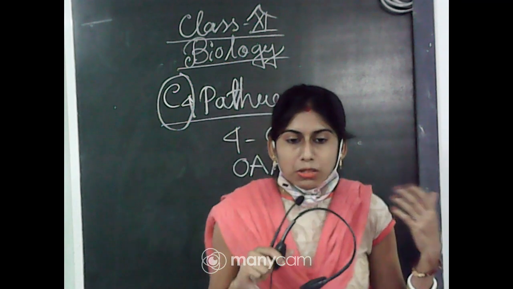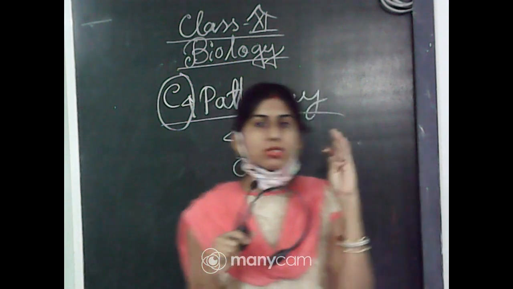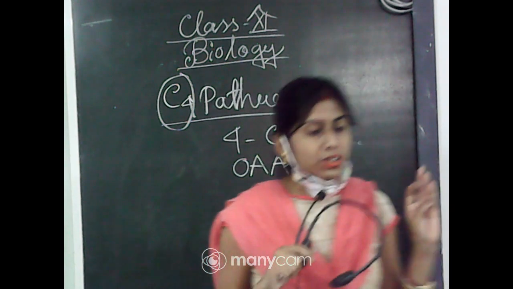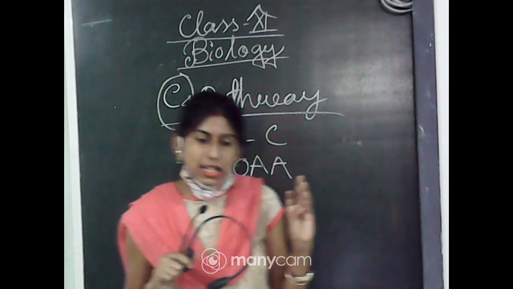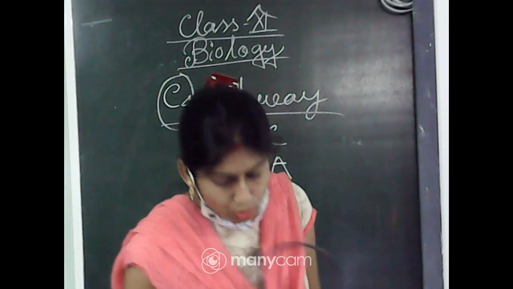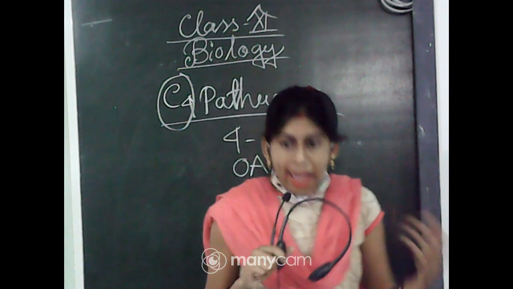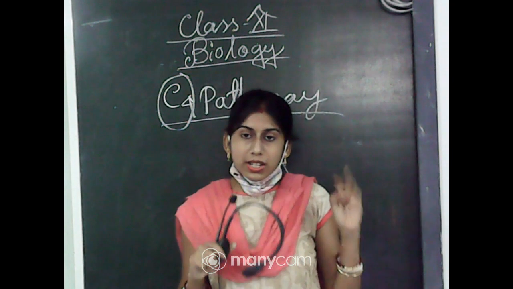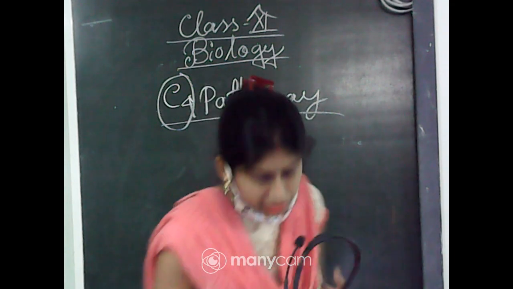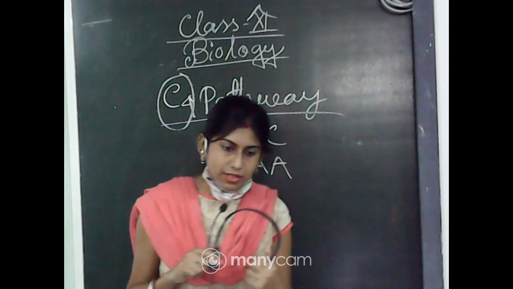So why are C4 plants special? First, they have a special leaf anatomy. They can tolerate high temperature and high light intensity, and they do not have the photorespiration pathway. And the last one is that their productivity is high. That means they have greater productivity of biomass.